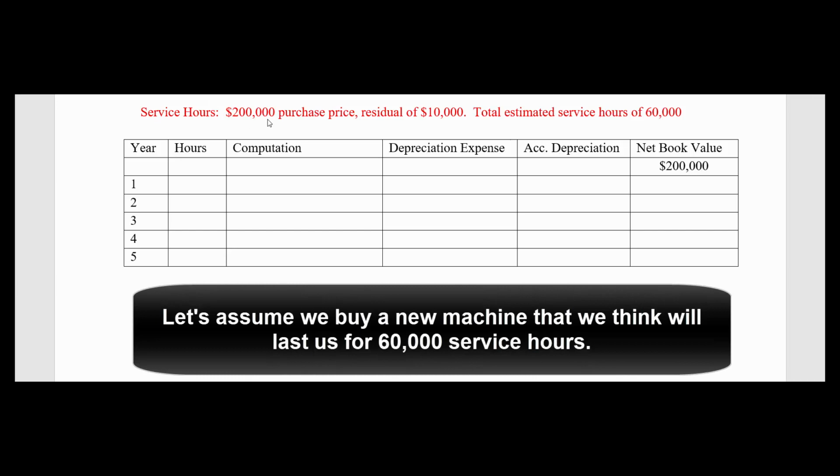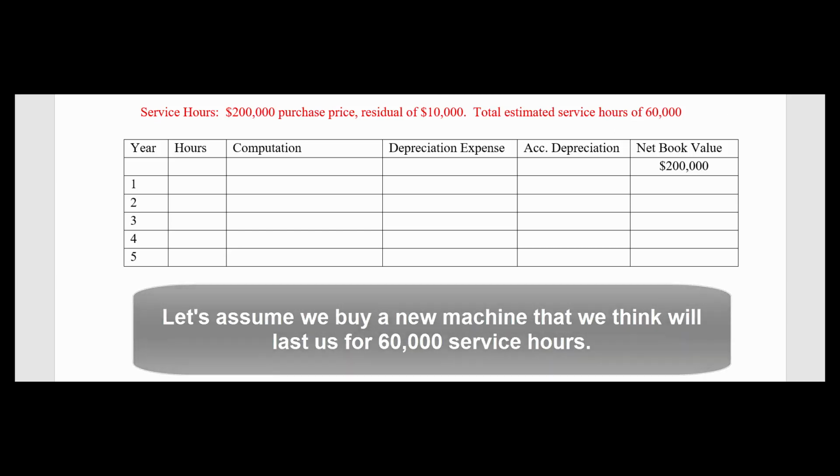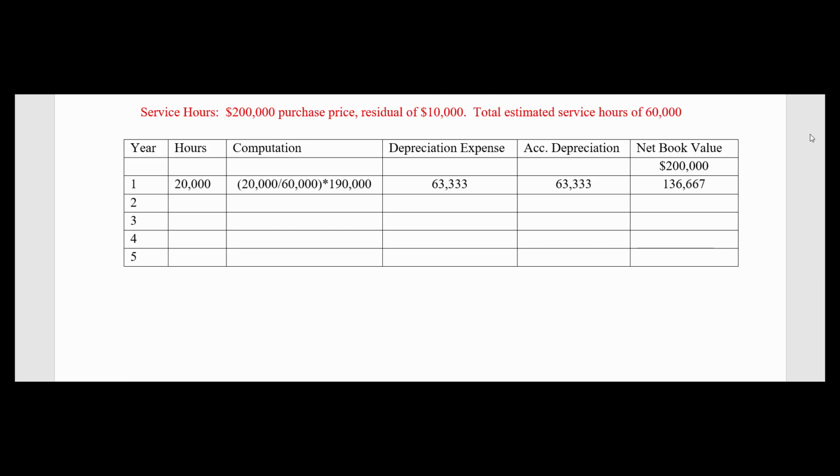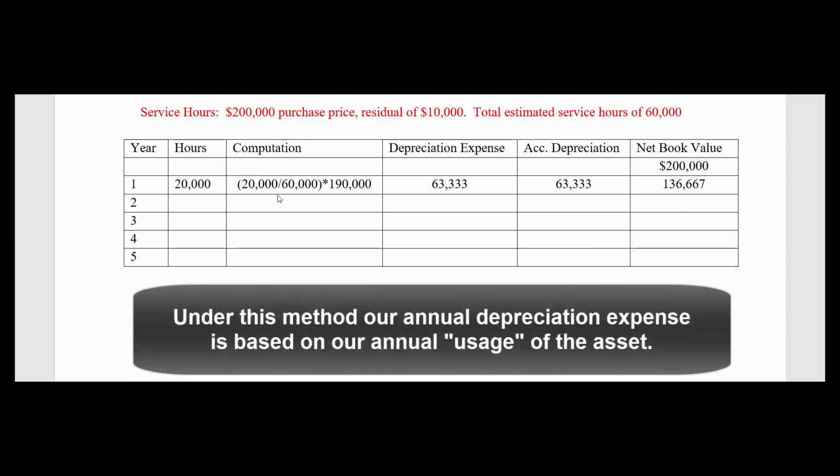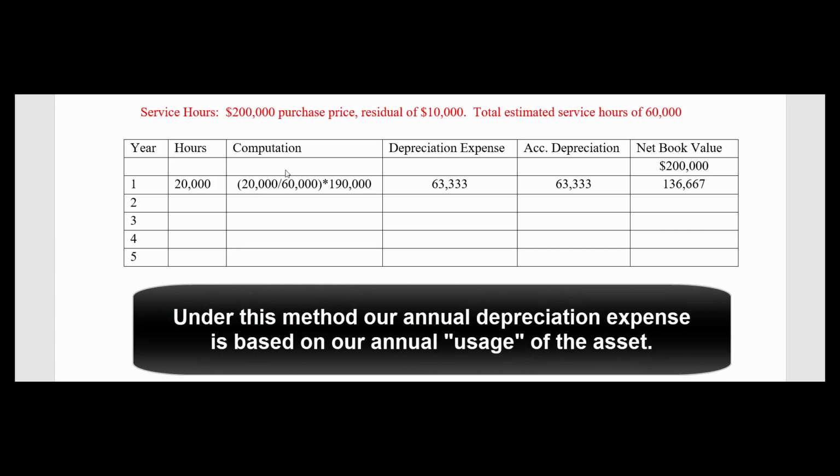Again, we pay $200,000 for it. We think it has a residual of 10. And we think we're going to be able to run this machine for a total of 60,000 hours. So we have this machine that we think is going to last us for 60,000 hours. The first year we run it for 20,000 hours, so 20,000 divided by 60,000 total hours means that we're going to multiply that times $190,000, gives us depreciation expense of $63,333.